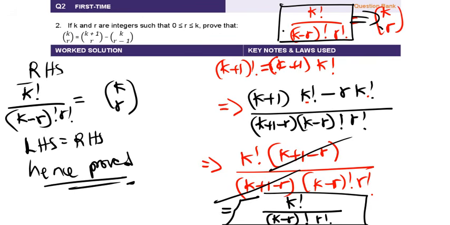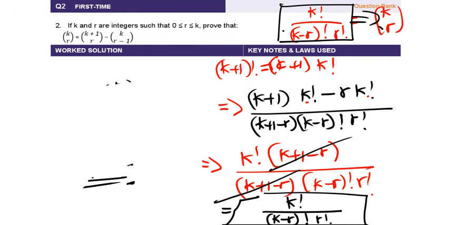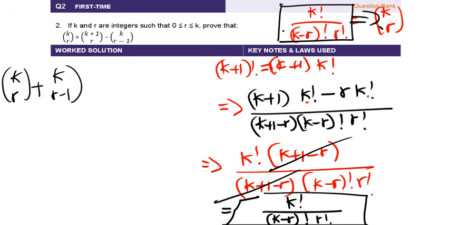This is how you prove such type of identities. Now, sometimes you might come across a question that tells you this. It's the same thing, guys. This is going to go to the other side. Maybe they will tell you to prove that k choose r plus k choose r minus 1 is equal to k plus 1 choose r. There is no difference here.